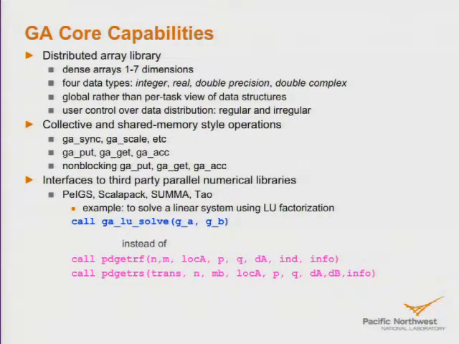So, core capabilities. It's a library like MPI, so you basically link to it and you call out of it. That's different from some other parallel communication programming models that are more compiler based. It supports dense arrays from 1 to 7 dimensions. In Fortran, it supports 4 data types: integer, real, double precision, double complex. I think in C there's also a long data type, so maybe a couple extras. It provides a global rather than a per-task view of data structures, and you have a lot of control over how the data is distributed.